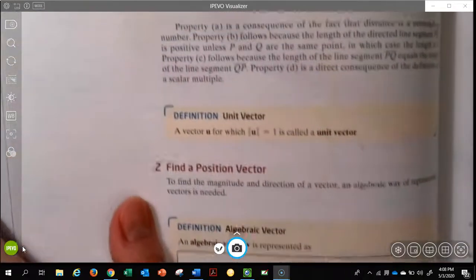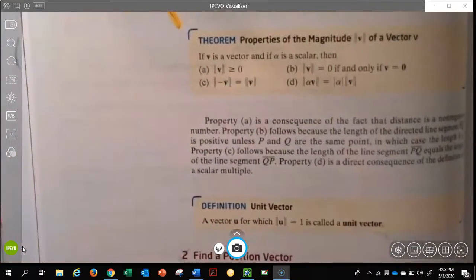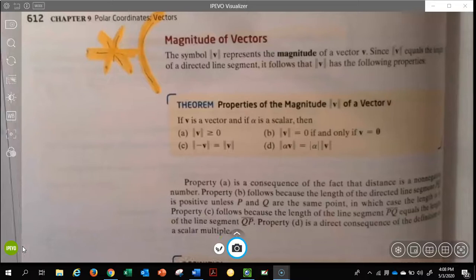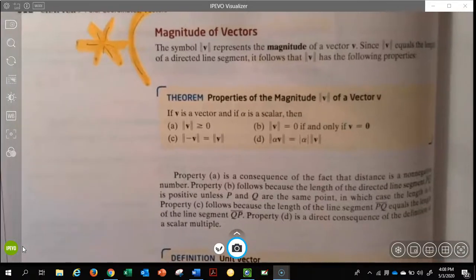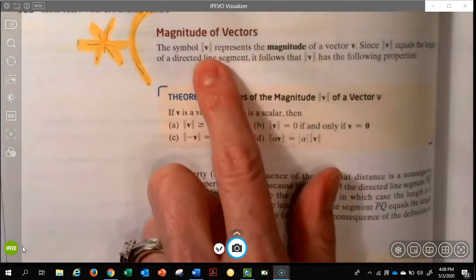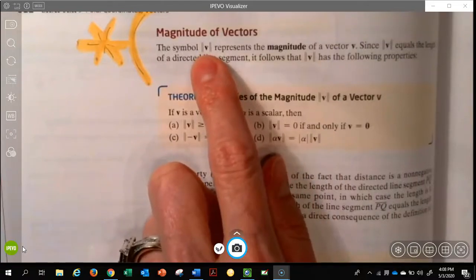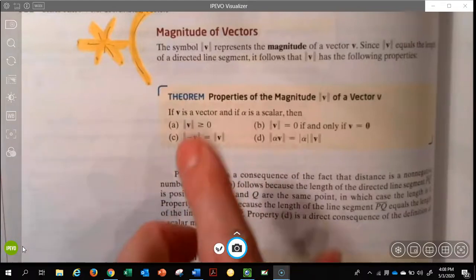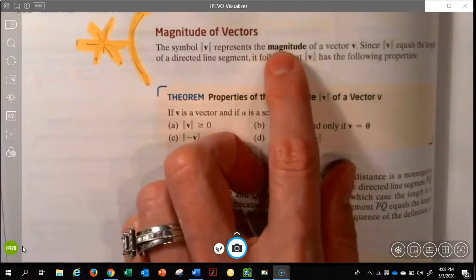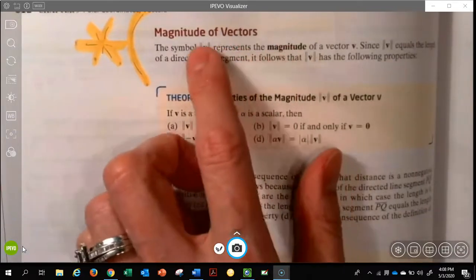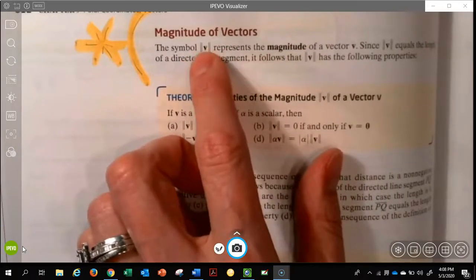Here, I want you to see at the top of page 612 a little bit more information about the magnitude of vectors. And you see this symbol. And I would jot down in my brain or in my notes that, wow, that looks like absolute value, but it's like a double absolute value, and we'll pronounce it as magnitude. I want to know the magnitude of vector v. That's all that little symbol means.